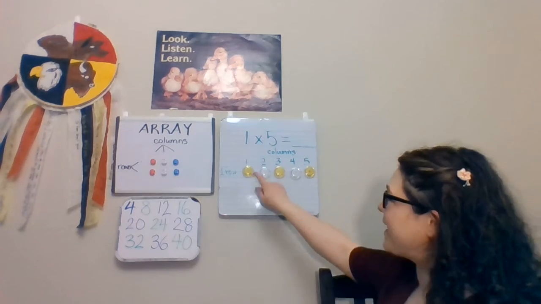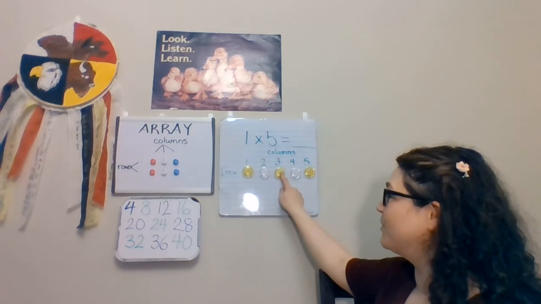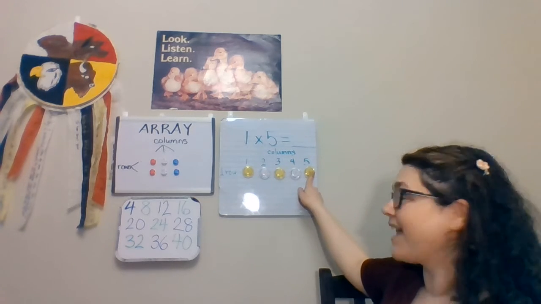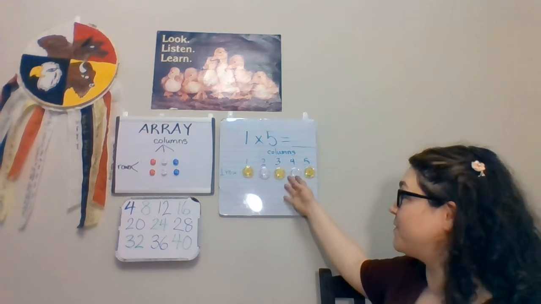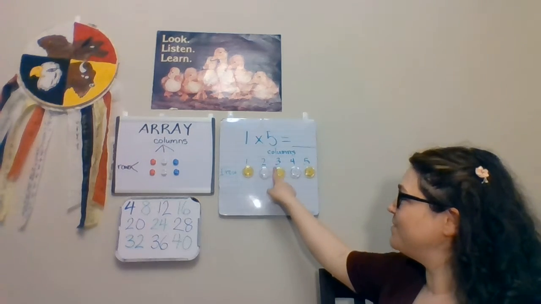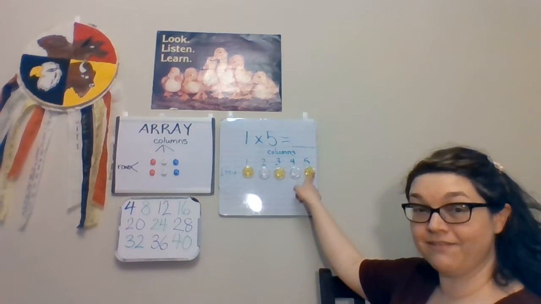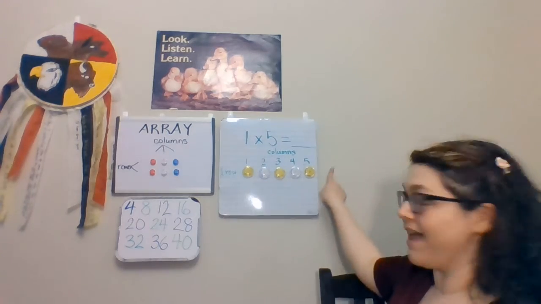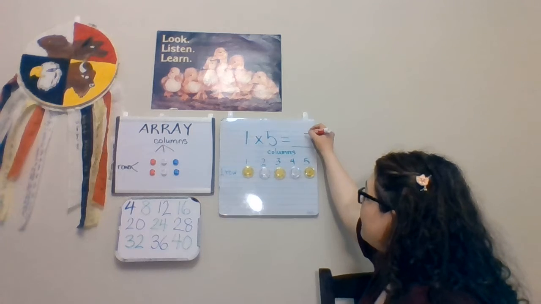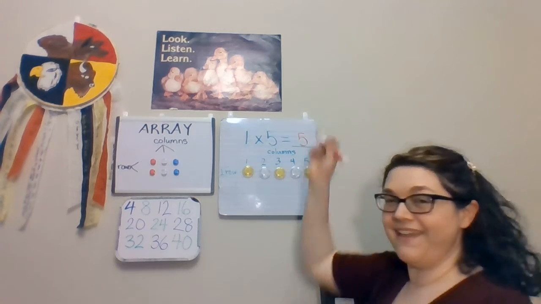to be sure. We can count by ones because there's only 1 in each column. Or we can count by 5s and count the whole row at once because we know there's 5 in the row. Let's do it both ways. 1, 2, 3, 4, 5, or 5. So that's very simple. The answer to 1 times 5 is 5.